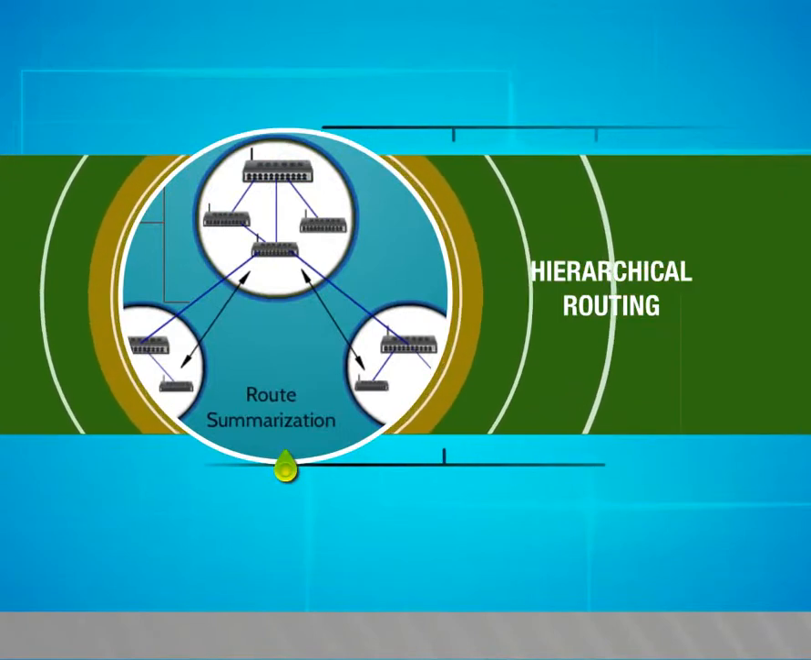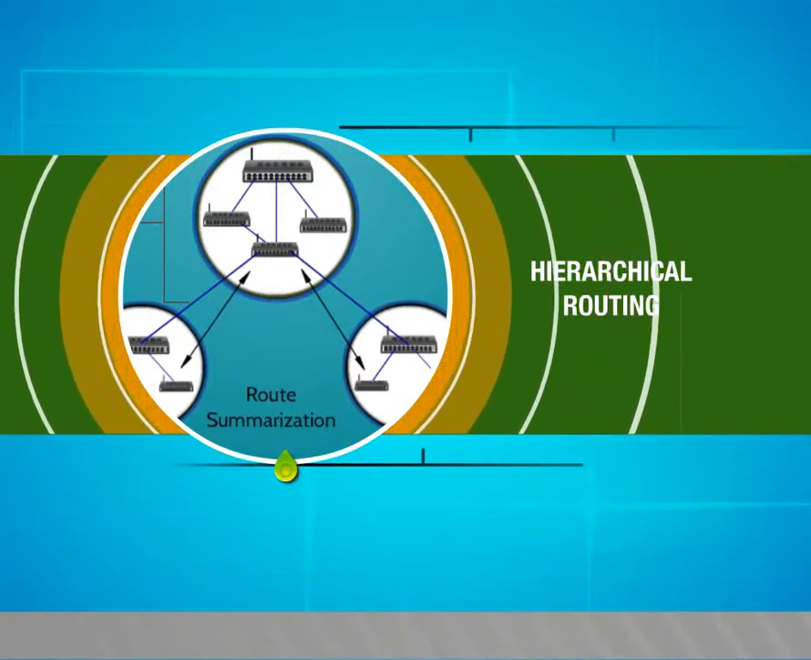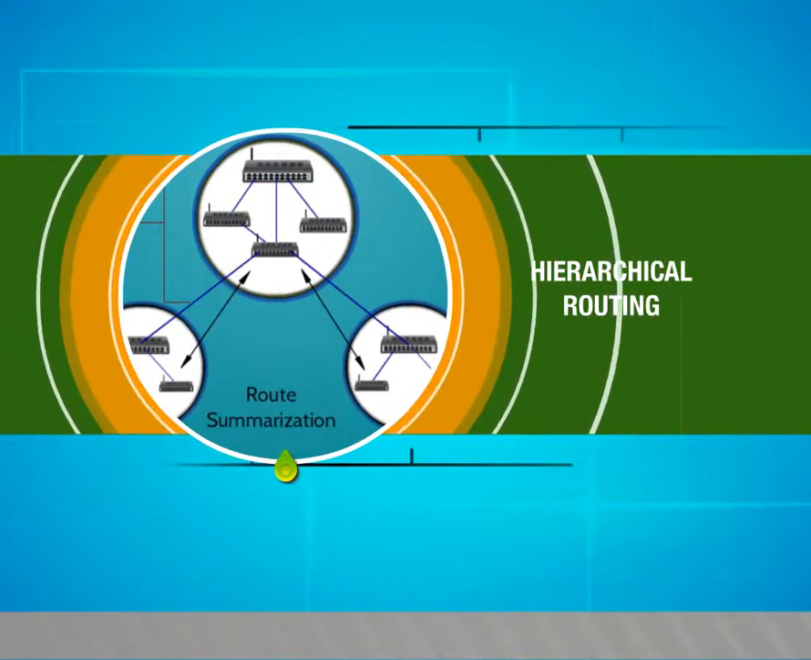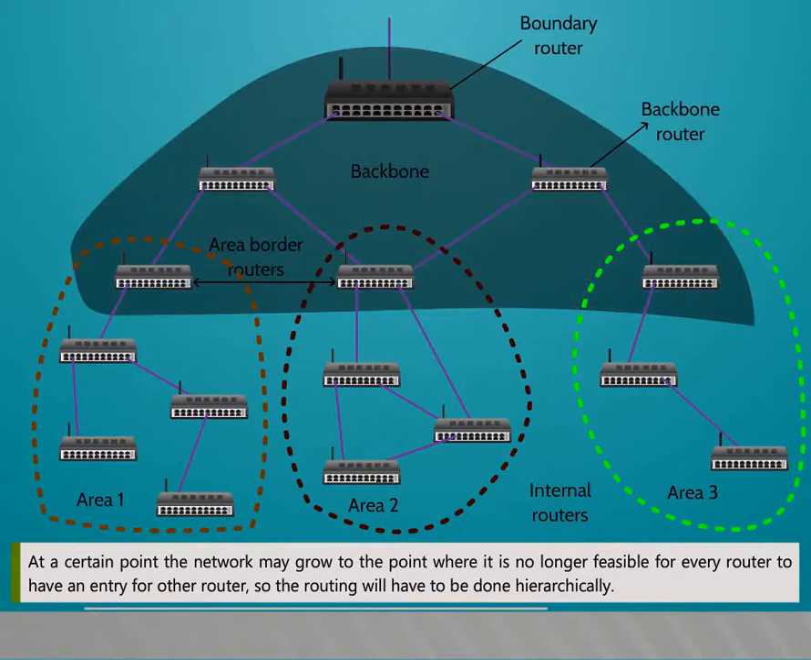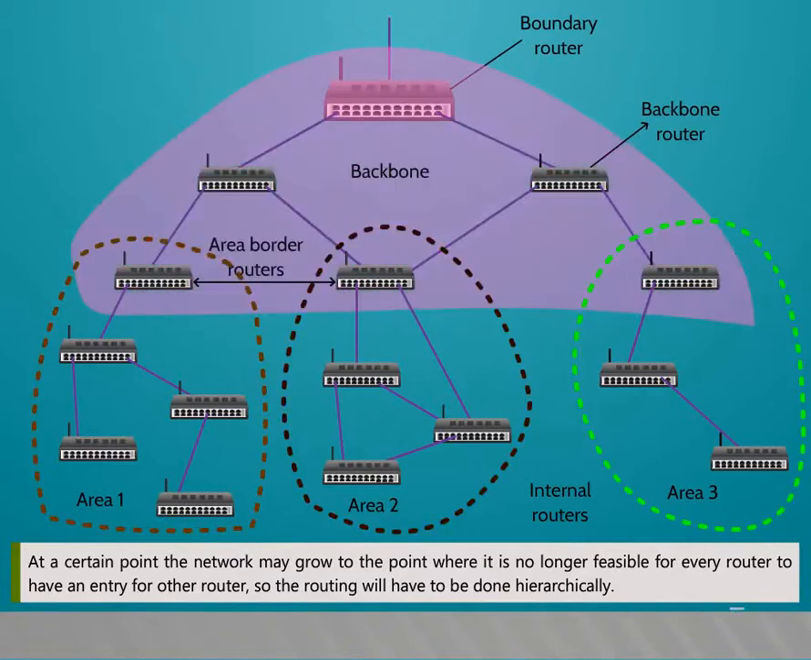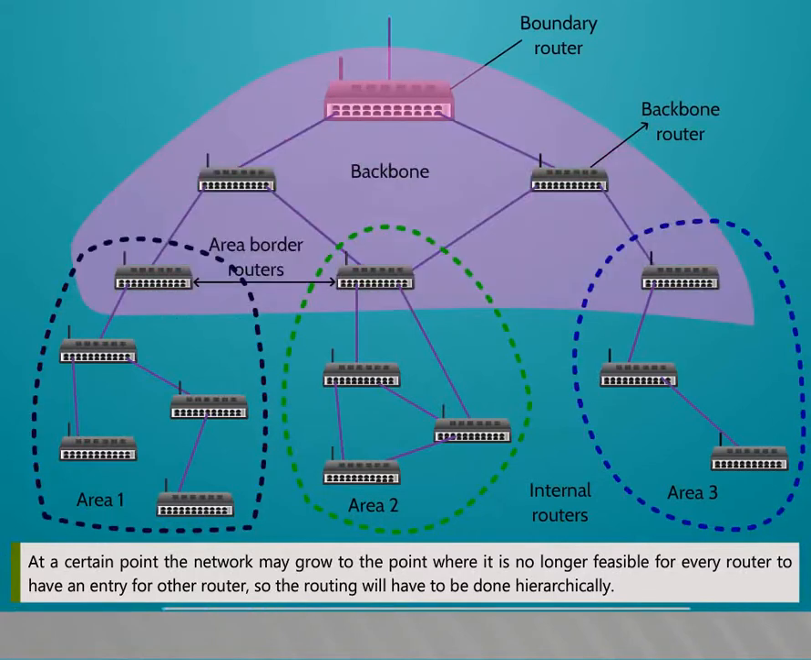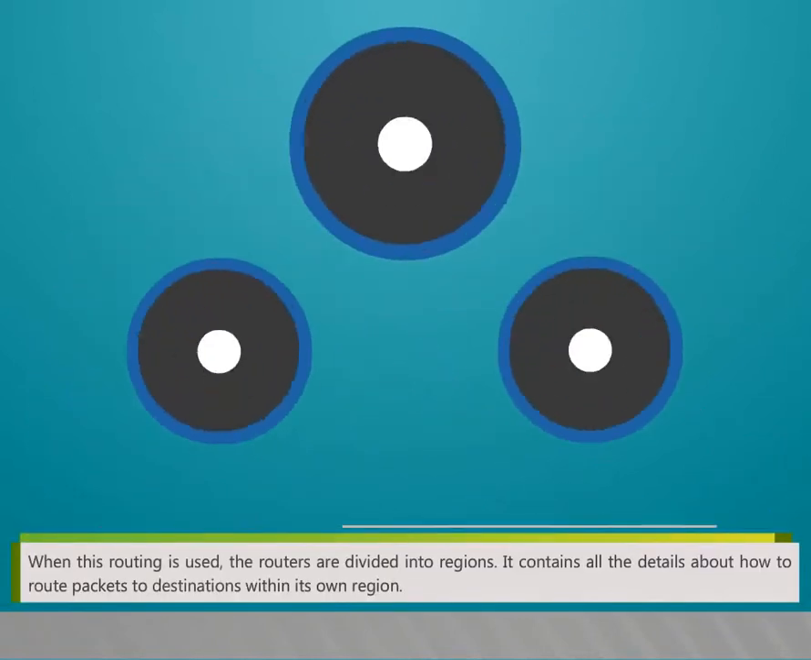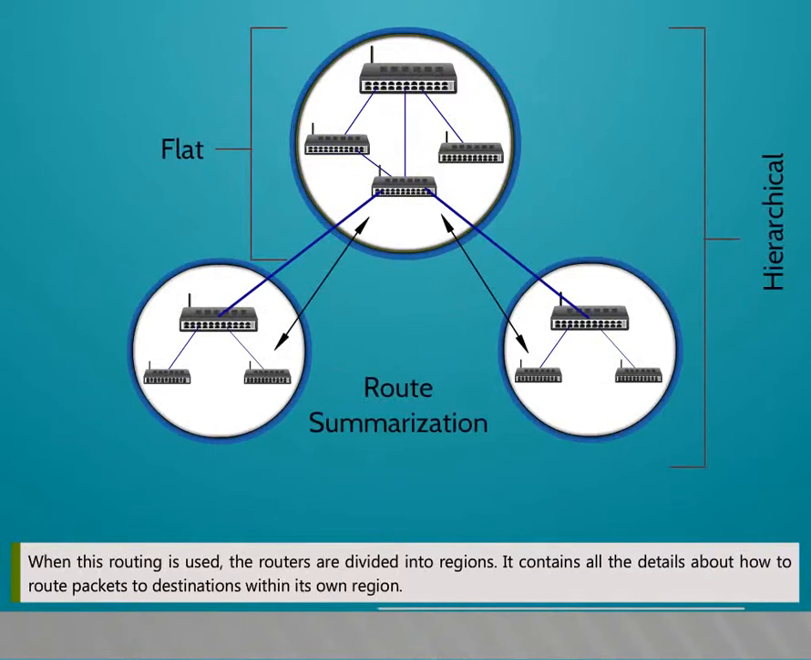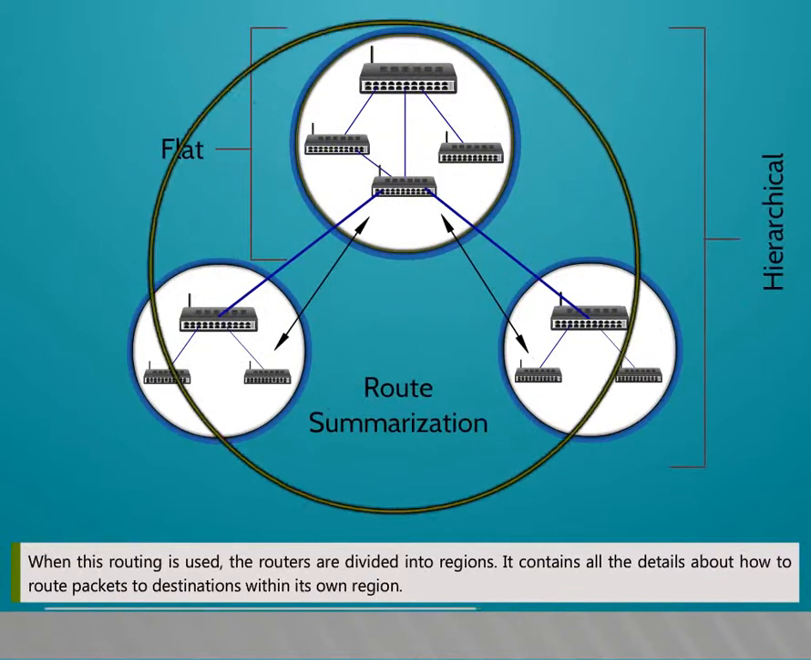Hierarchical routing. In this video, we are going to see about hierarchical routing. At a certain point, the network may grow to the point where it is no longer feasible for every router to have an entry for other router. So the routing will have to be done hierarchically. When this routing is used, the routers are divided into regions. It contains all the details about how to route packets to destinations within its own region.